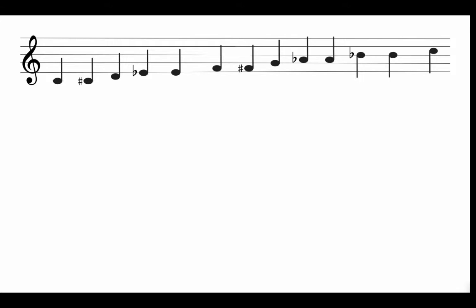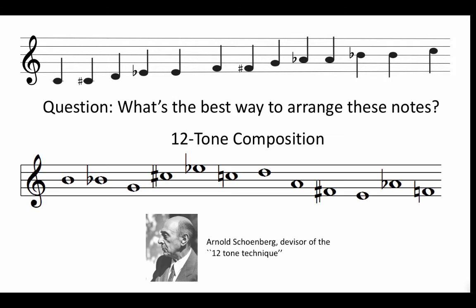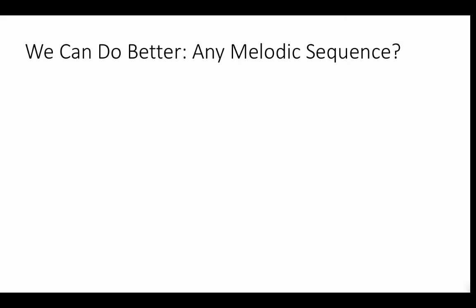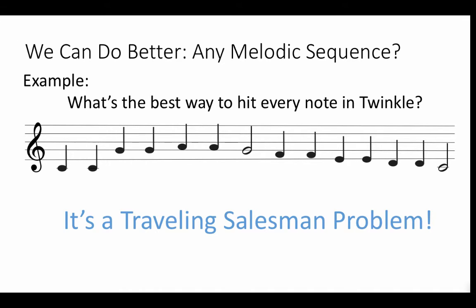Alright, here's a question. Given a sequence of melodic events like the chromatic scale shown above, what's the best way to arrange the notes? This happens to correspond to a school of music called 12-tone composition, which bases its music upon including every note in the chromatic scale exactly once. But we can do better. What about any melodic sequence? For example, what's the best way to hit every note in Twinkle, Twinkle, Little Star? It's a traveling salesman problem.